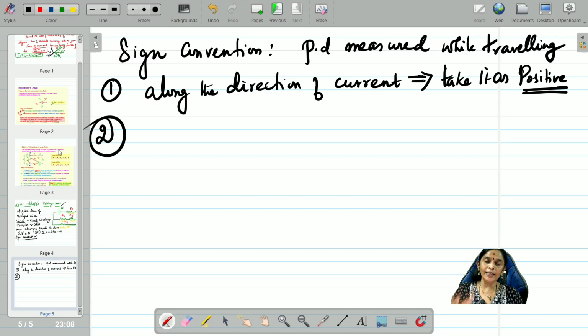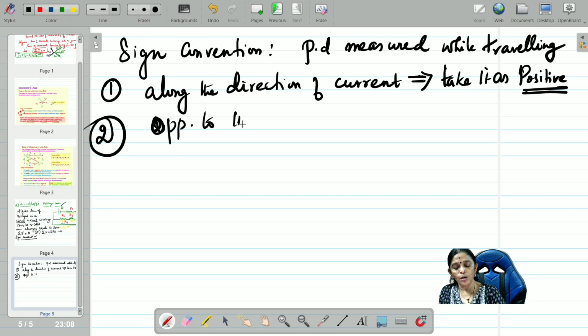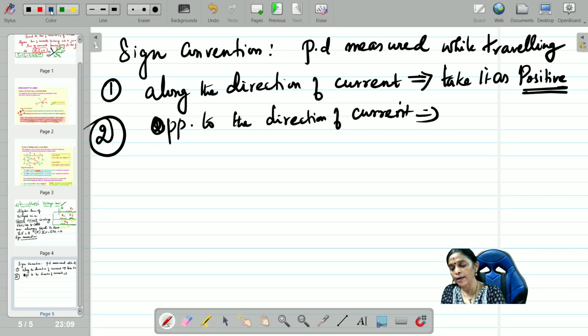If it is easy for you to follow, you follow the same thing, or otherwise you can follow the other method. Anyway, you will get the answer. But follow strictly any one of the two methods throughout. Do not change it. Opposite to the direction of the current, if you travel opposite to the direction of the current, then you have to take it as negative.